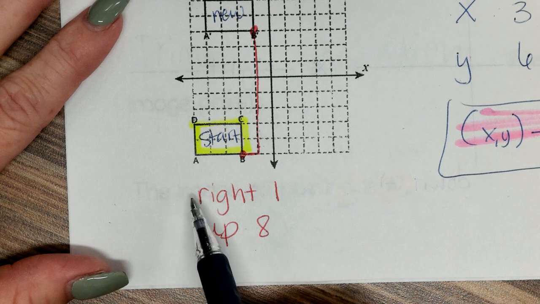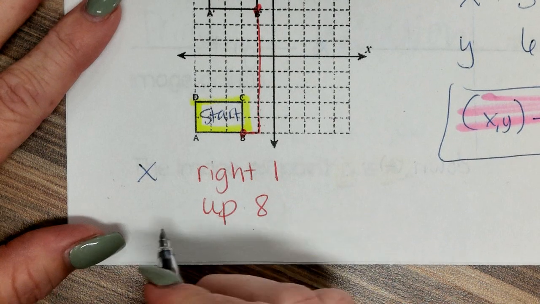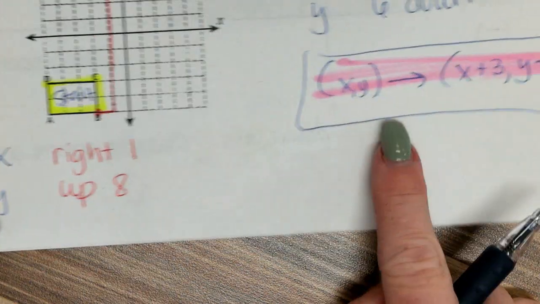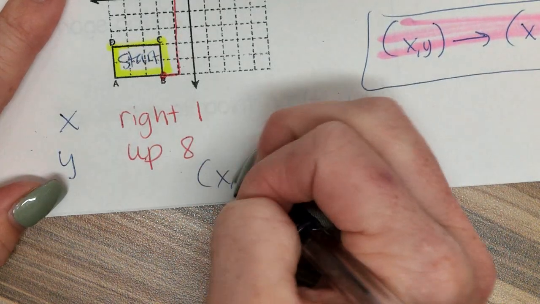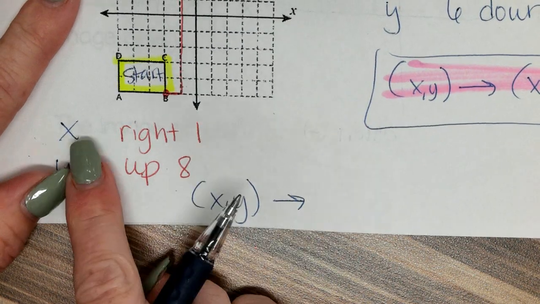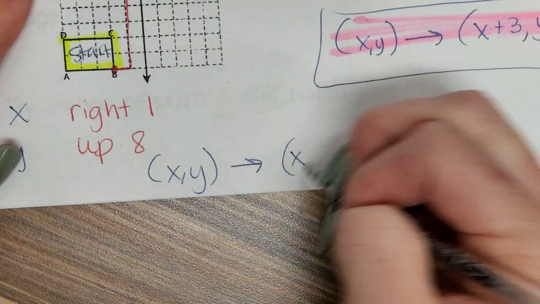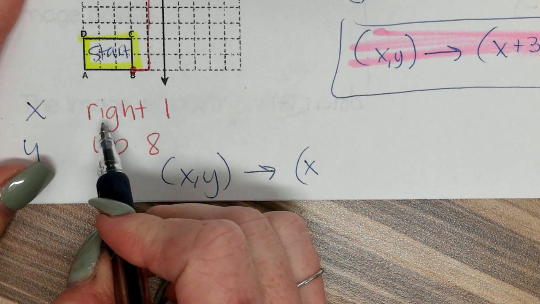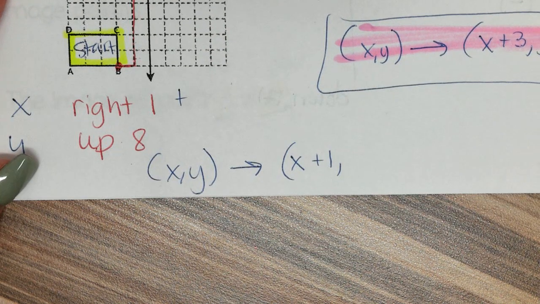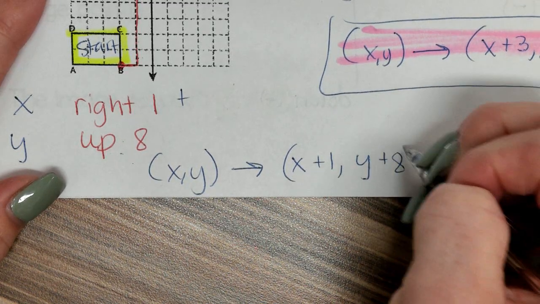Which axis runs from right to left? X. Which axis runs up and down? You're pretty much done. Now all you're going to do is write your rule to look like this. The rule says take your x and y, draw an arrow. That's how it's always going to look. You obviously know 1's going to go with x and 8's going to go with y. Yes? So I have x, and I'm either going to do plus 1 or minus 1. Well, right is which way? Positive. So x plus 1, y plus or minus 8? Plus 8. Done. There's my rule.